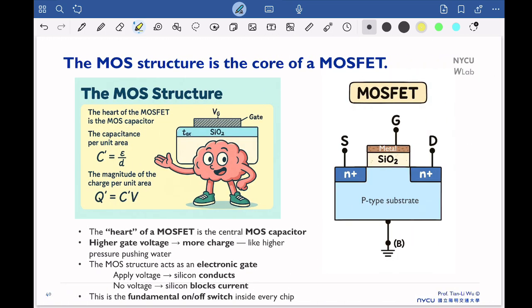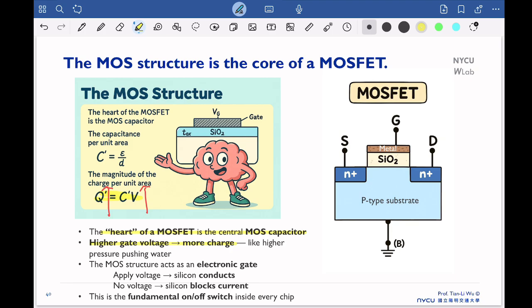Okay, as I already said, the MOS structure is a core part of our MOSFET. Before we understand the MOSFET, normally we spend a little time to talk about the MOS capacitance. Here we won't go into too much detail. This is a very basic equation that, at least in Taiwan, I think high school students should already know: the charge is equal to the capacitance times the voltage. So if we apply a larger voltage, we get more charges. Higher gate voltage, more charge.